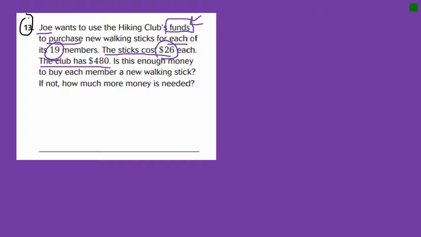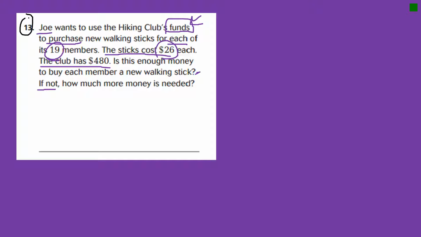And so what are they asking us? Is this enough money to buy each member a new walking stick? If not, okay, so that's going to be a yes or no. And then if not, how much more money is needed? So we have 2 questions here to answer at the end. All right, so what we need to find out is $480 enough to buy 19 walking sticks that each cost $26. Okay, so I guess we need to find out how much 19 walking sticks will cost.